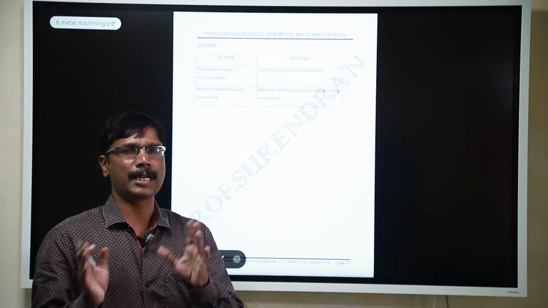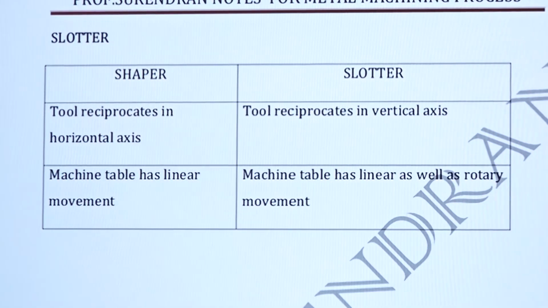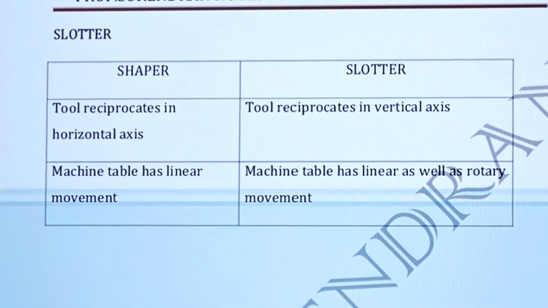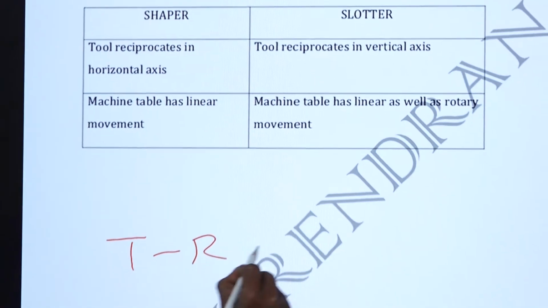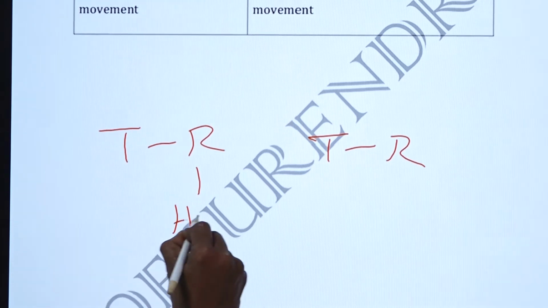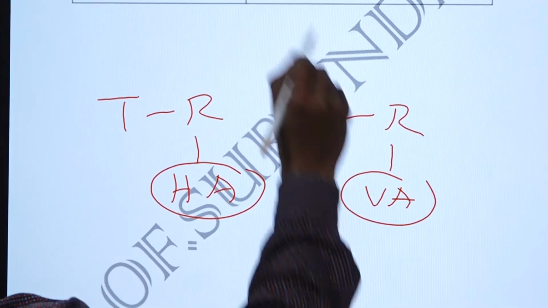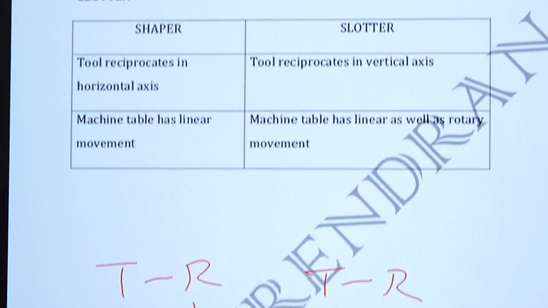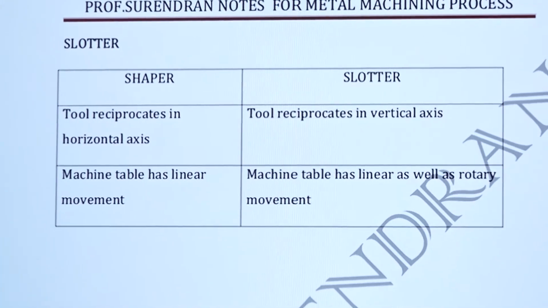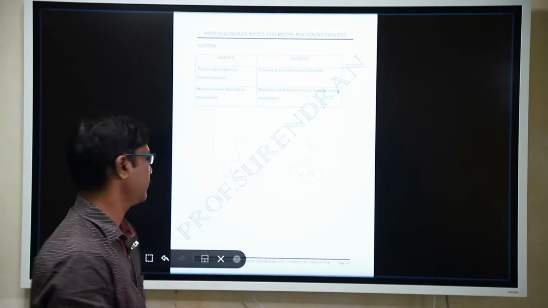What is the difference between shaper and slotter? In both, the tool reciprocates, but in the shaper the tool reciprocates along the horizontal axis, whereas in the slotter it reciprocates along the vertical axis. That is the main difference. In the shaper, the machine table has a linear movement. In the slotter, the machine table has linear as well as rotary movement.